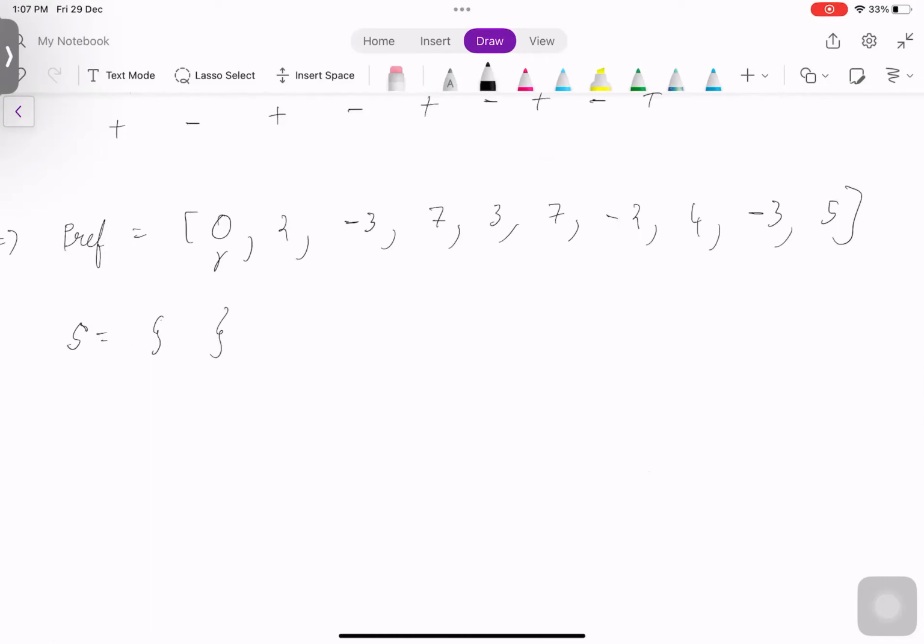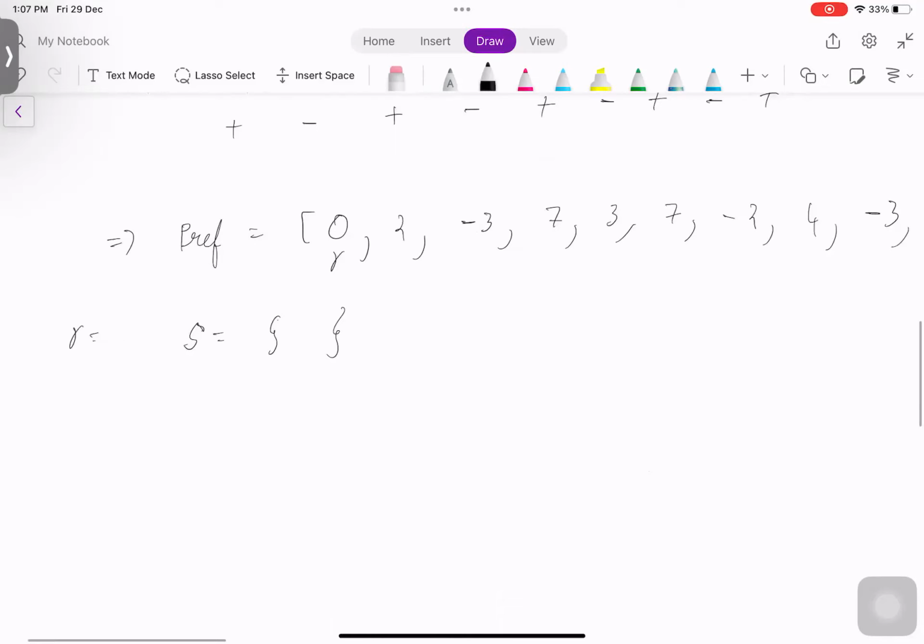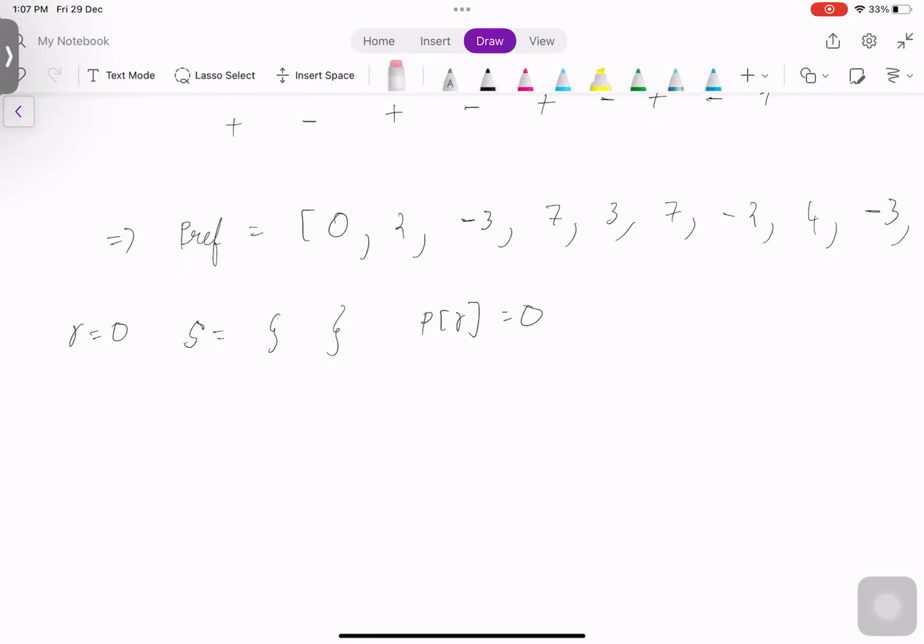If R is this, then in the set there is nothing, so this R is not possible. I'll just write here R is 0. If R is 0, then prefix of R is 0, and there is no 0 in the set. The set is empty, so this is not possible. Now R comes here. If R is at index 1, we should also push 0 inside the set. So now the set becomes 0. 0 gets added when R moves here.